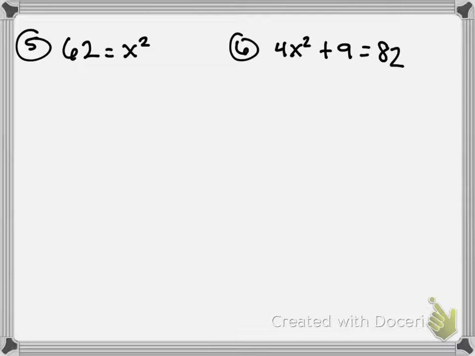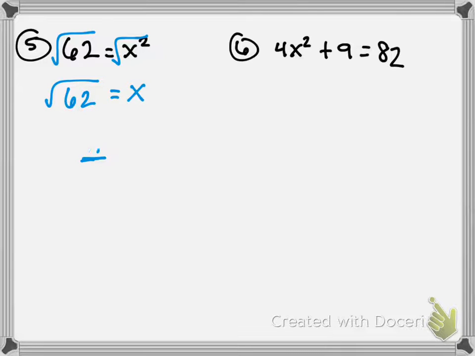All right. Number 5, 62 equals x squared. How do I undo a square? Take the square root. So what is the square root of 62? Can I simplify that? Let's prime factor it. 62 divided by 2 is 31. So the square root of 62 is actually already simplified, right? Because its only factors are 2 and 31, and I can't simplify 31 any further.